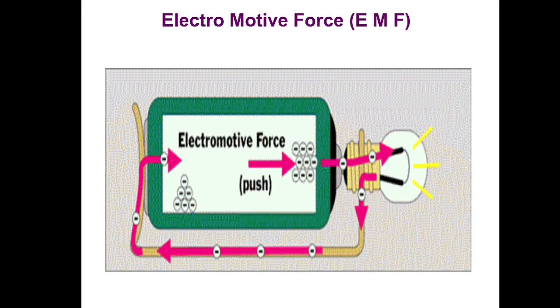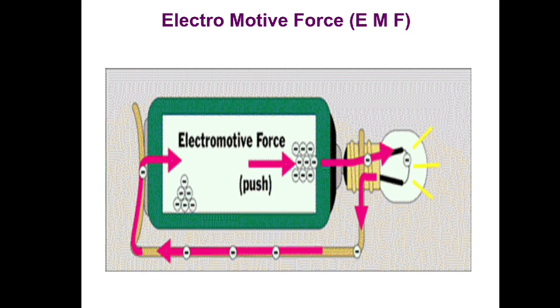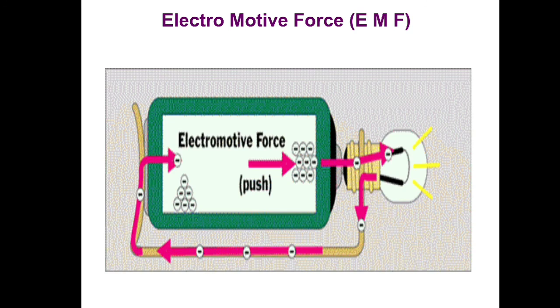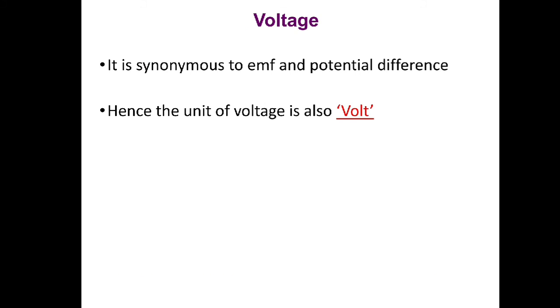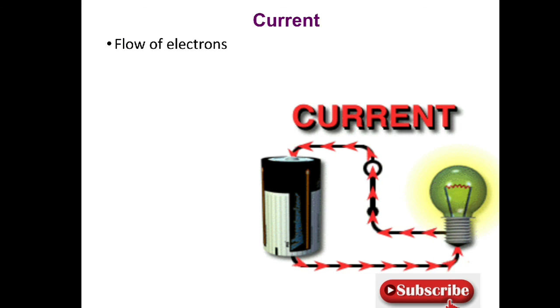You can see here a bulb glows with the help of the battery, where the current flows from the positive terminal to the negative terminal. So then what is voltage? It is a synonym for EMF and potential difference. Hence the unit of voltage is also volt. Voltage is nothing but the amount of energy required to move the electrons from one part to another. Let us see what current is.